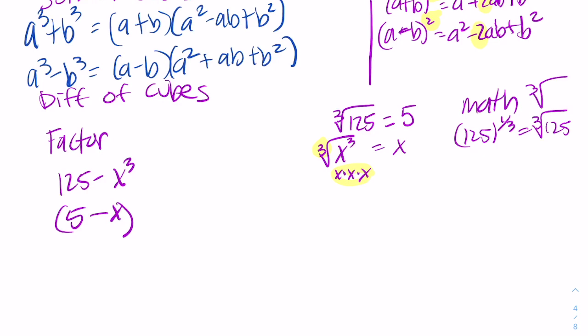Then, to get my second set of parentheses, we square both of these. So square the first and square the last.